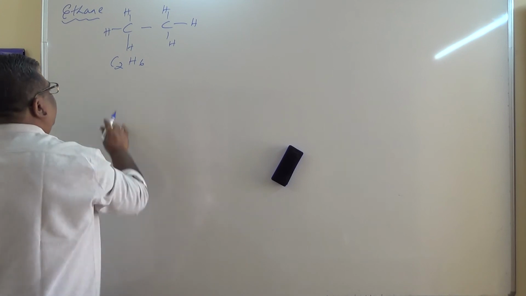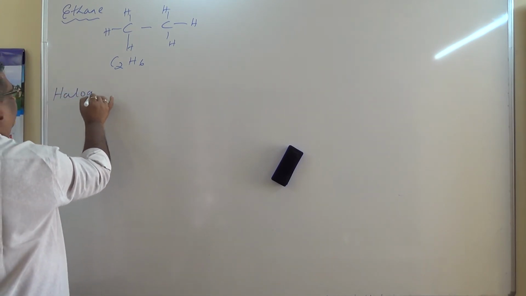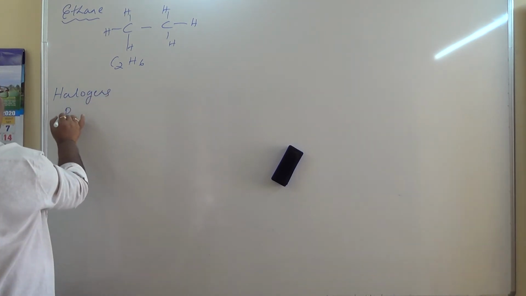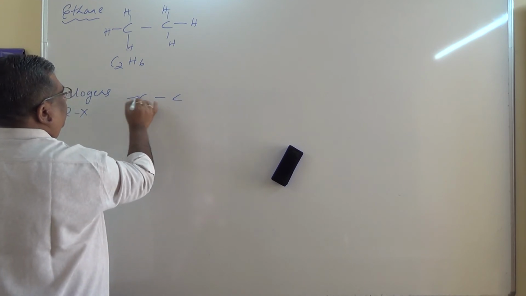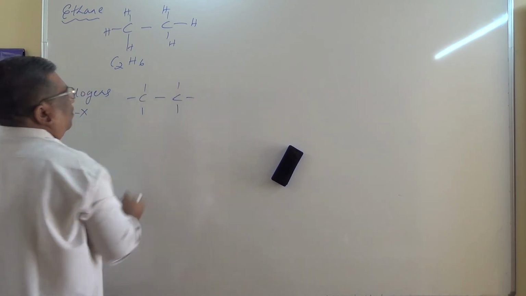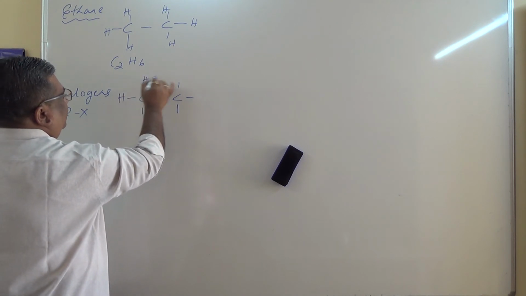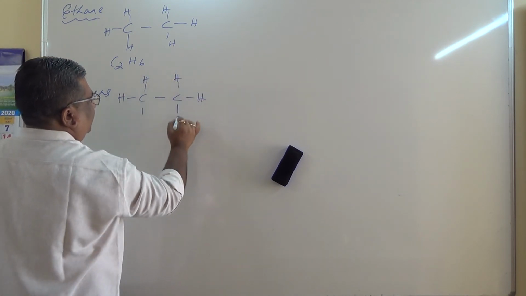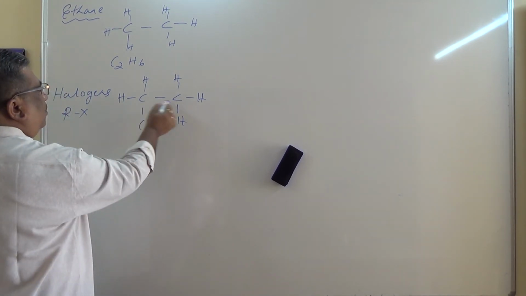This is C2H6. Let us attach halogens, R-X. One hydrogen atom I'll remove, this hydrogen. These are all hydrogen atoms here. I hope this is visible to you. Chlorine I'll introduce. So this is root word eth.